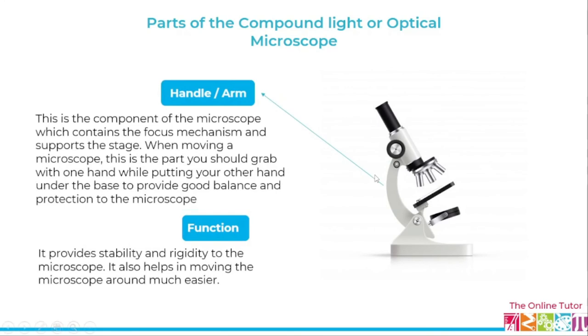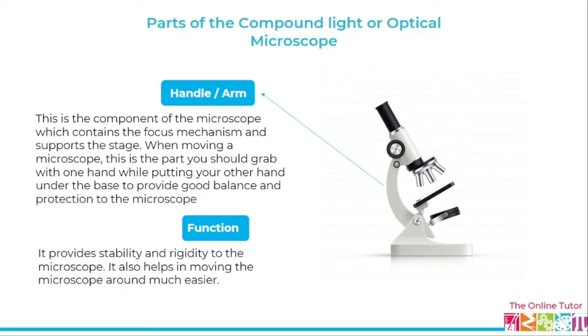Now let's talk about the handle or the arm. Now this is the component of the microscope which contains the focus mechanism and supports the stage. Now, when moving a microscope, this is the part you should grab with one hand while putting your other hand under the base to provide good balance and protection to the microscope. What is the function of the handle? It provides stability and rigidity to the microscope.